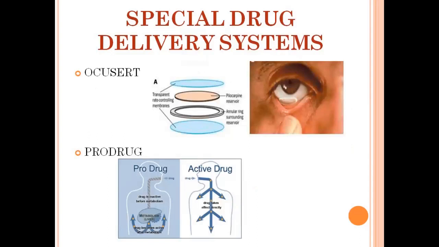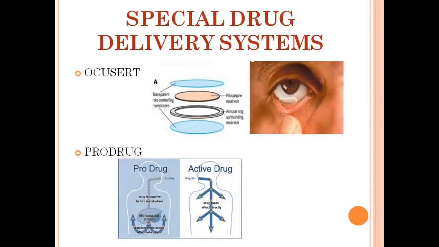Finally, we'll see about the special drug delivery systems. One of the special drug delivery systems is OcuSert. OcuSert systems are thin elliptical units that contain the drug in a reservoir, which slowly releases the drug through a membrane by diffusion at a steady rate. One of the examples is pilocarpine OcuSert used in glaucoma.